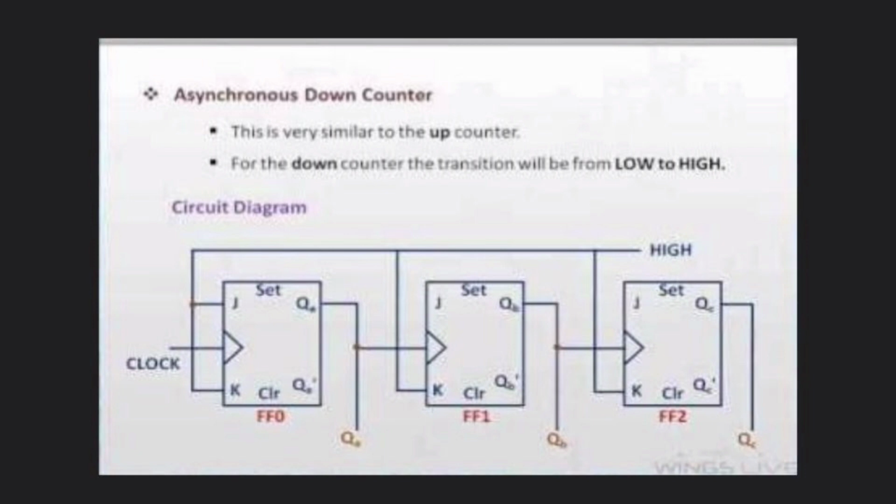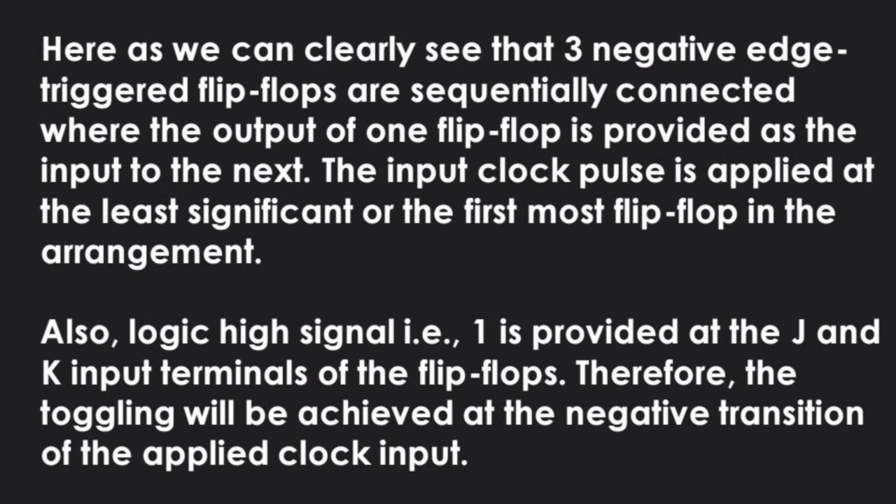Here is a circuit diagram of asynchronous counters. Here, as we can clearly see, 3 negative edge triggered flip-flops are sequentially connected, where the output of one flip-flop is provided as the input to the next. The input clock pulse is applied at the least significant or the first-most flip-flop in the arrangement. Also, logic high signals, for example 1, are provided at the J and K input terminals of the flip-flops. Therefore, toggling will be achieved at the negative transition of the applied clock input.